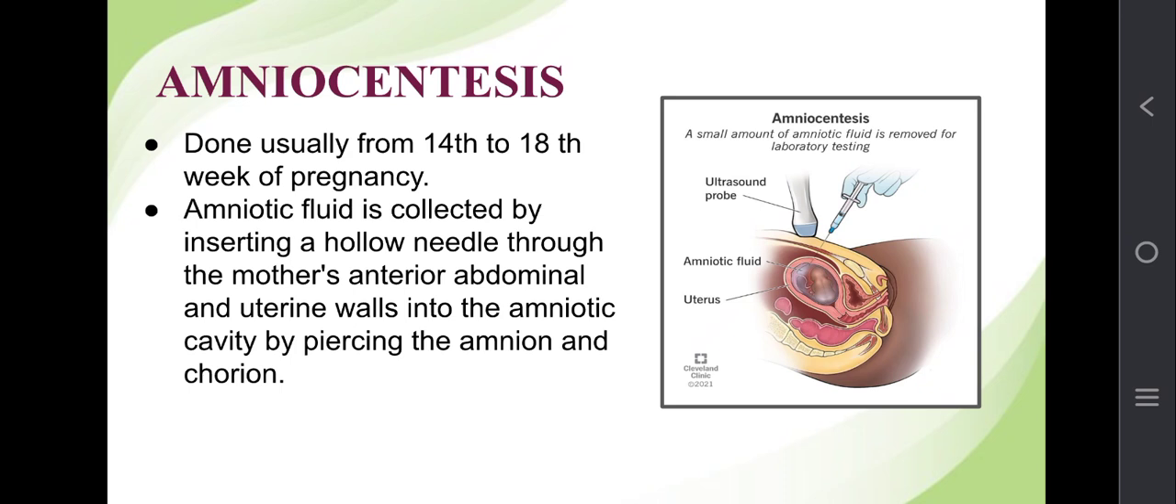It is done by an experienced physician who is guided by ultrasonography for the outlining and positioning of the fetus and placenta. The amniotic fluid is collected by inserting a hollow needle through the mother's anterior abdominal and uterine walls into the amniotic cavity, piercing the amnion and chorion. A syringe is attached and the fluid is withdrawn. The cells in the fluid are cultured and multiplied in a suitable medium for further analysis.